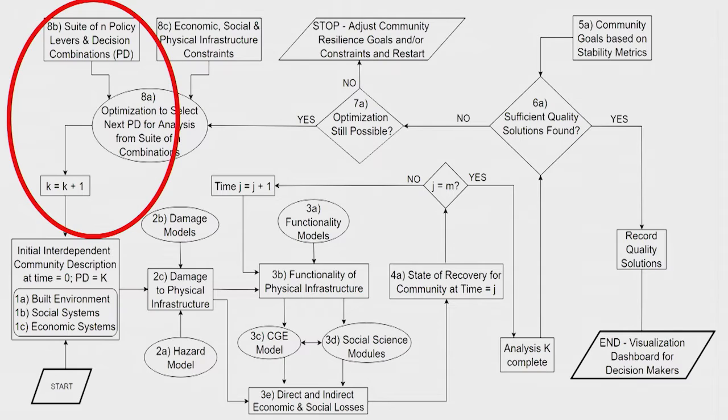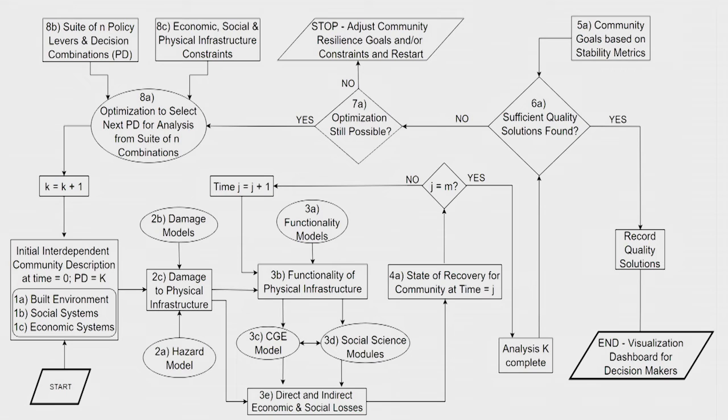And so there's presumably a large suite of policy levers and decision combinations, which we call PD. And from those, that's what we're optimizing across essentially within the analysis. So we're selecting those combinations. They can be combinations of physical, social, economic, can be all sorts of things. It can be simply raising the first floor elevation above the base flood elevation level. But it could be that combined with relaxing some kind of permitting, or it can be all sorts of things.